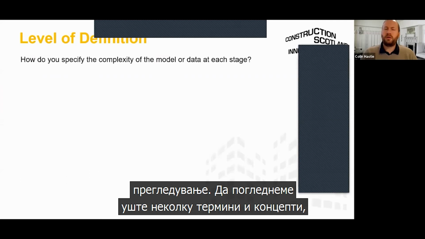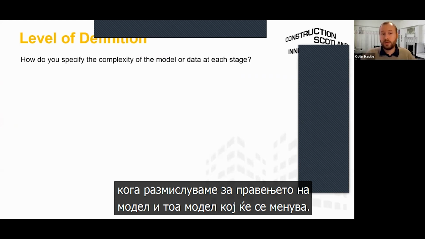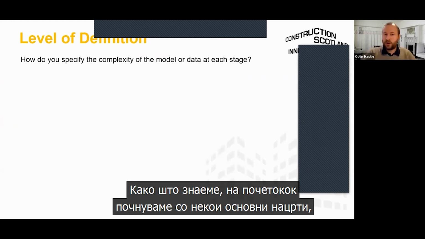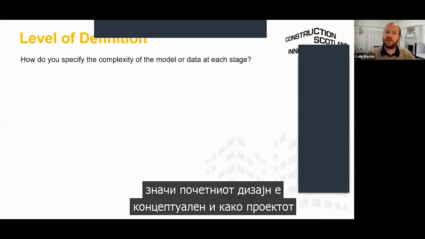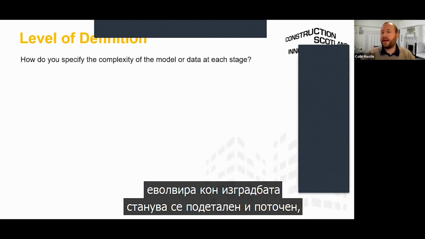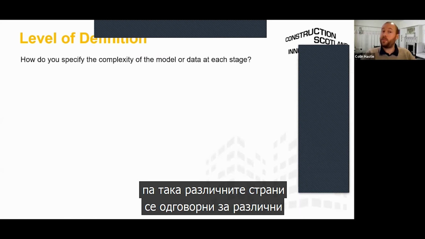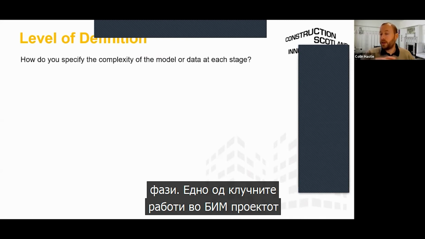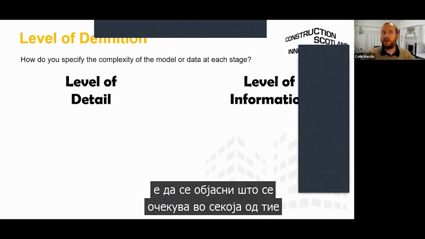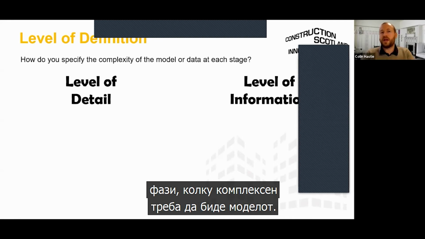So a couple of other terms or concepts to be aware of as we're starting to think about building a model, and a model that will evolve. As you will all appreciate, at the start of a project, you start at a very sketch proposal stage. So you're doing an initial design, it's quite conceptual. And as the project evolves towards construction, it gets more detailed and more accurate. And it may be that different parties, as you've explained, are responsible for different stages. But one of the key things on a BIM project is to explain what's expected at each of those stages. How complex should the model be?